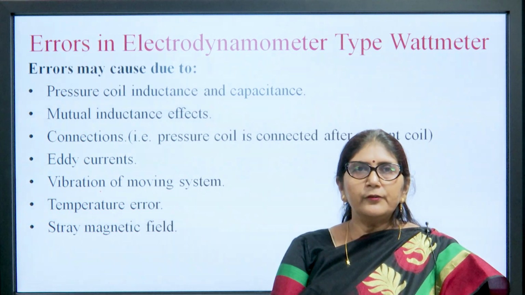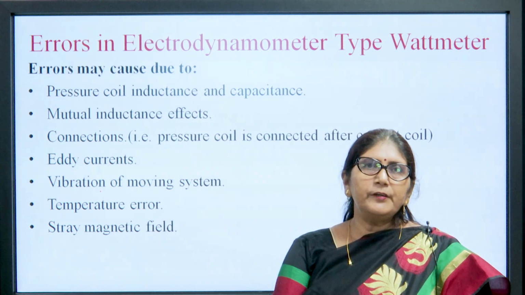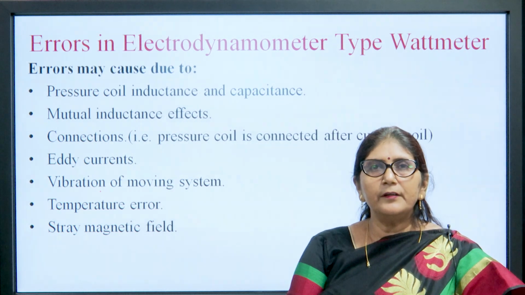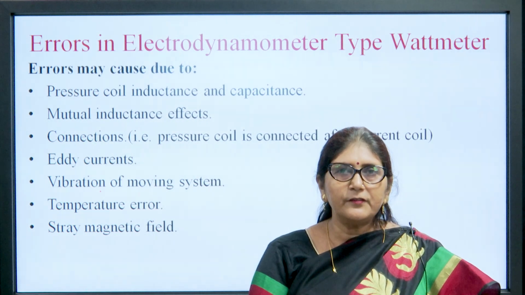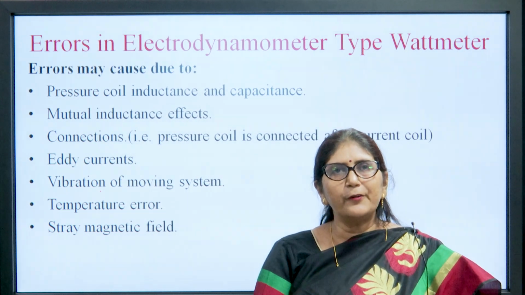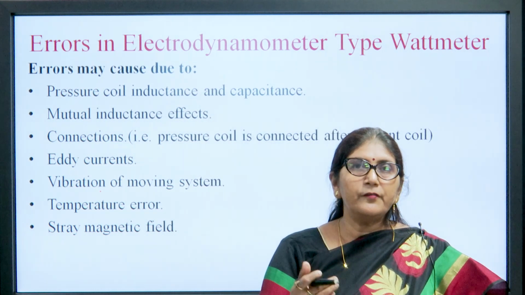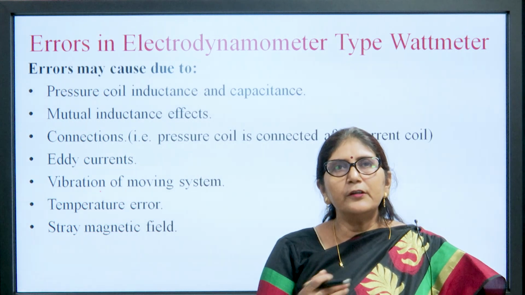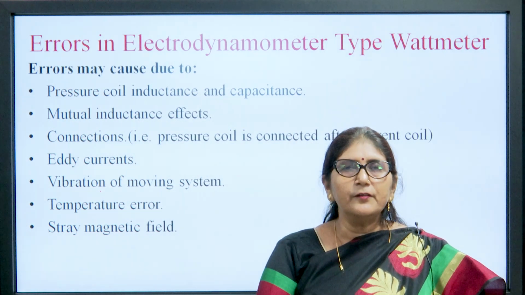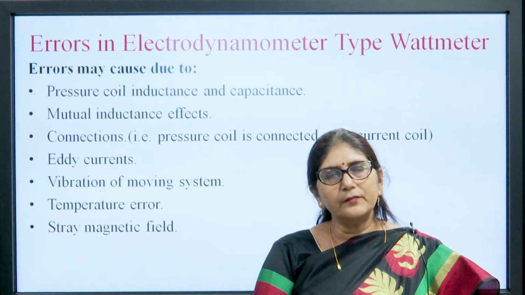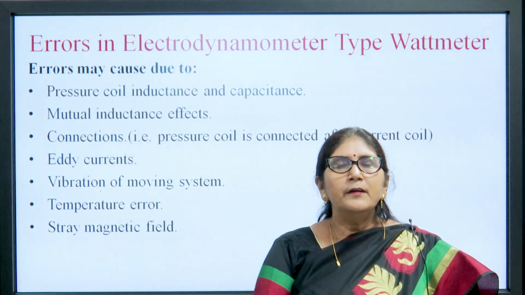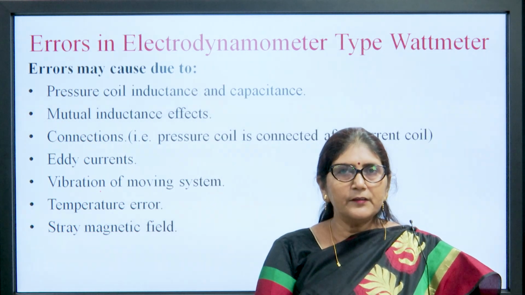Errors are caused due to the pressure coil. Also, we have considered that the pressure coil is resistive in nature, but since there are a number of turns, it produces some inductance. Similarly, the resistance value is very high, so it also produces some capacitance. So, because of this inductance and capacitance, there are some errors. Similarly, mutual inductance error is there.